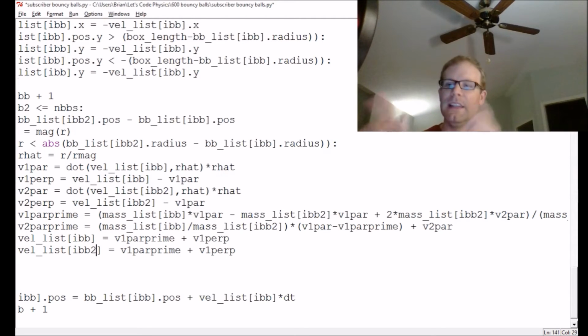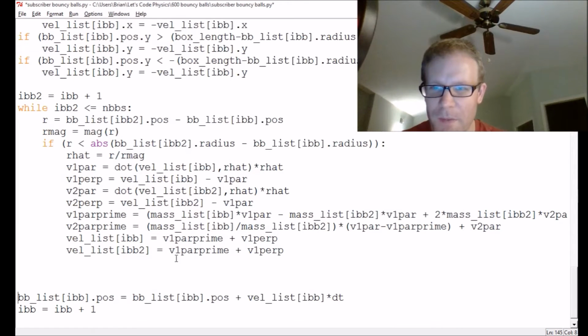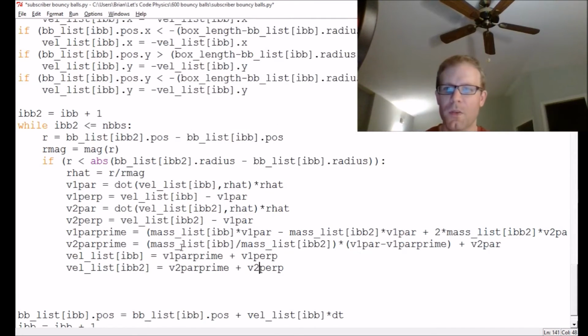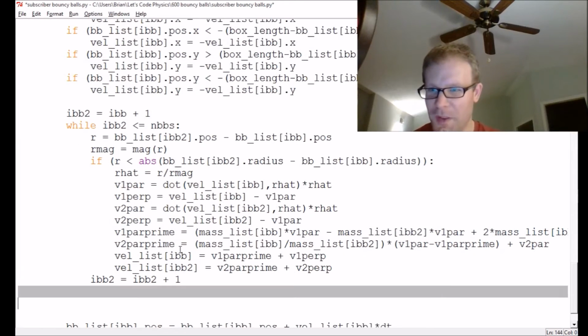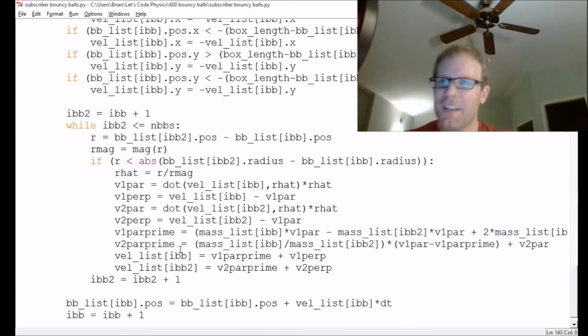So the velocity list entry for IBB2, otherwise known as particle 2's velocity, is now V2 parallel prime plus V2 perpendicular. Cool. All right. And then I need to do something very important. I need to update IBB2, because otherwise the code will just loop around that forever, doing 1 and 2 over and over again. That was one of the mistakes I made the other day. Save that.